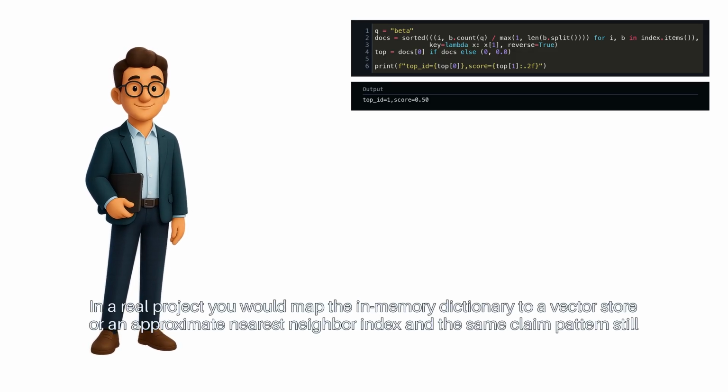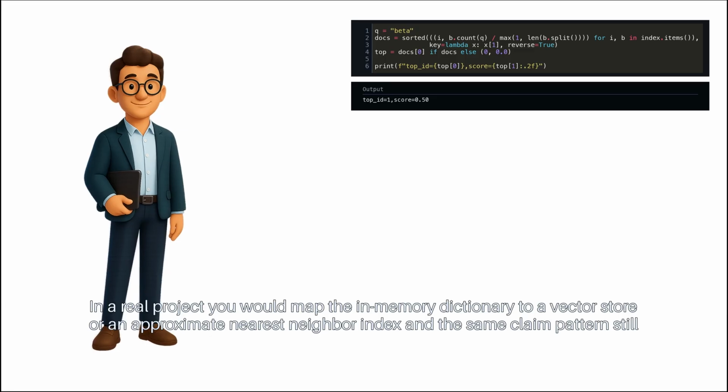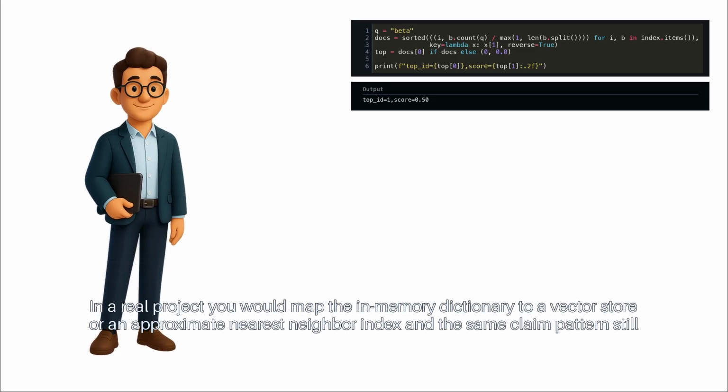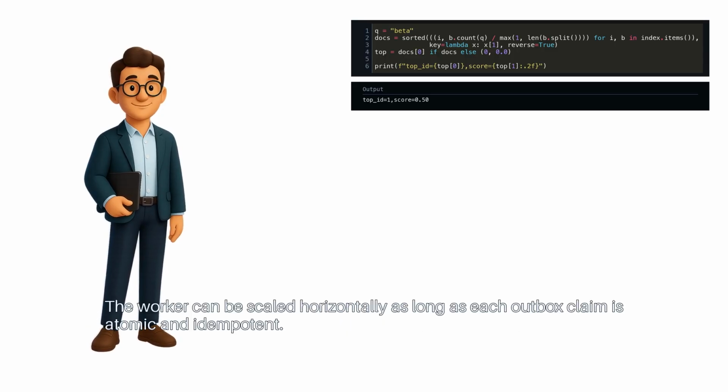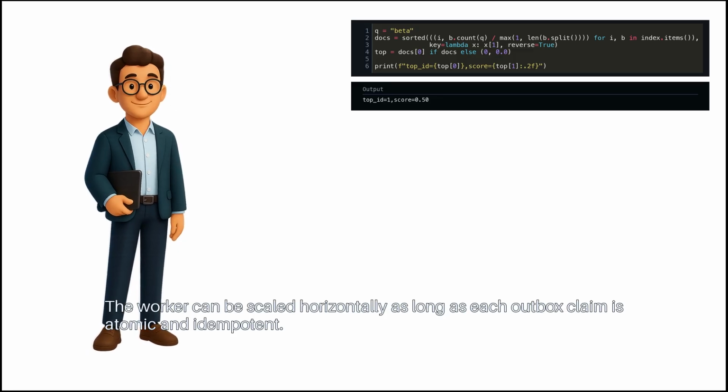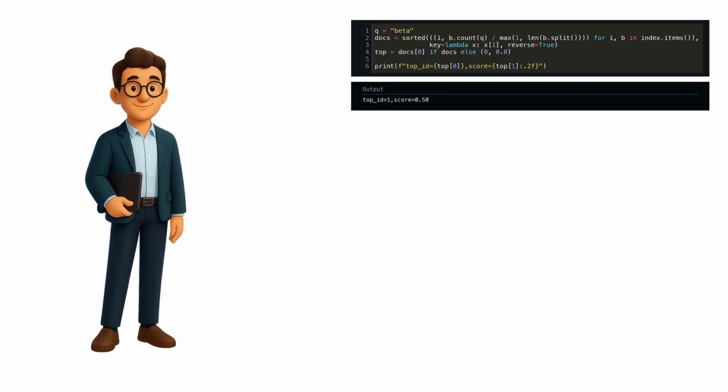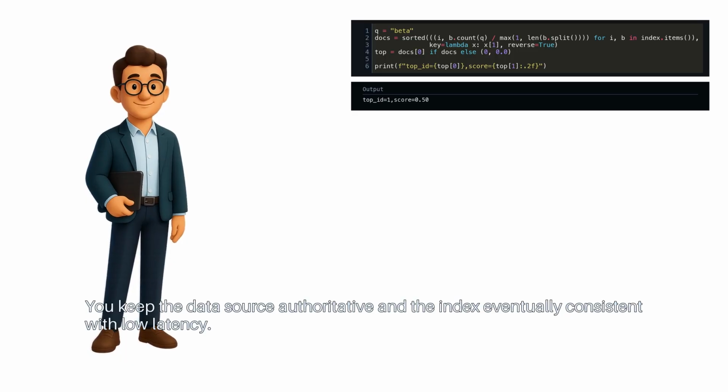In a real project, you would map the in-memory dictionary to a vector store or an approximate nearest neighbor index, and the same claim pattern still applies. The worker can be scaled horizontally as long as each Outbox claim is atomic and idempotent. You keep the data source authoritative and the index eventually consistent with low latency.